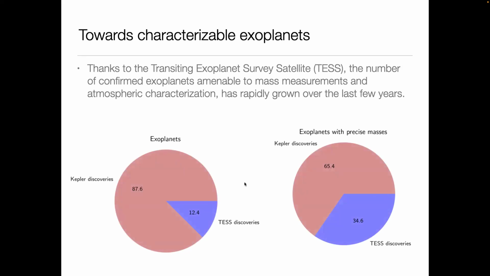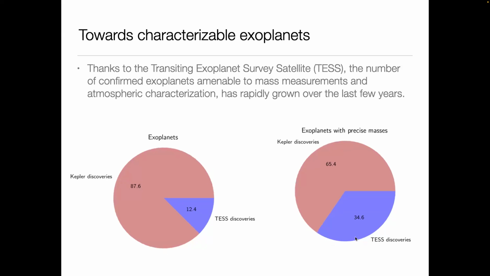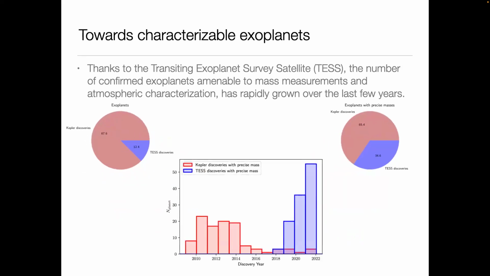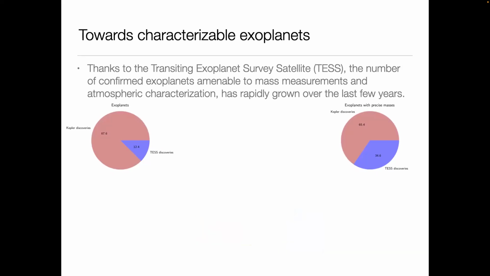So here you see the number of exoplanet discoveries that Kepler achieved and TESS achieved. So obviously Kepler dominates in that era. But for those with precise masses, TESS is doing relatively a better job. And this is a plot that I made maybe a year or two ago. So the blue part is in fact increasing as time goes by. This cuts at 2022. Our detections are continuing at an accelerated rate.